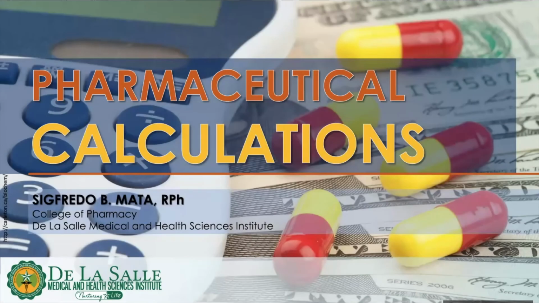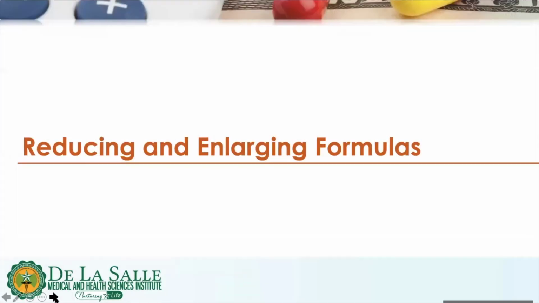This learning module tackles the topic reducing and enlarging formulas. Pharmacists may have to reduce or enlarge formulas for pharmaceutical preparations in the course of their professional practice or manufacturing activities. Generally, official formulas, as specified in the monographs in pharmacopoeias, such as the United States Pharmacopoeia and National Formulary, are based on the preparation of 1,000 milliliters or 1,000 grams.